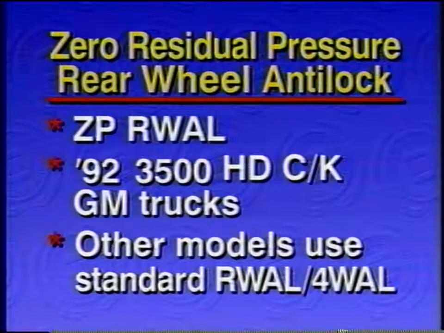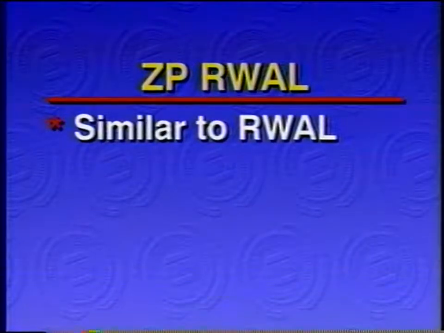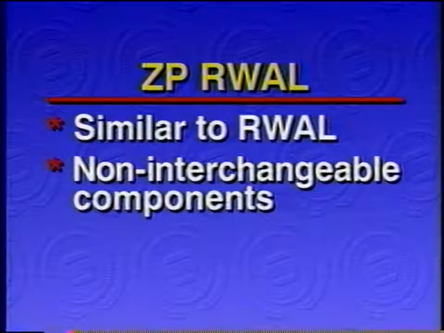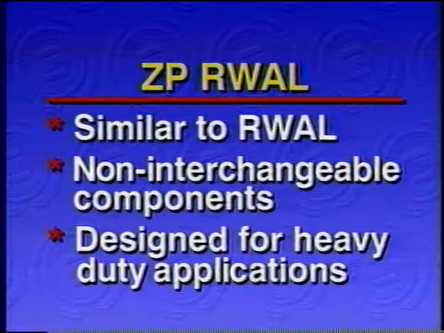Now, all other '92 C and K series truck applications still use either the R-Wall or the 4-Wall system. The new ZP R-Wall system works in essentially the same manner as the R-Wall system, but components are not interchangeable. The ZP R-Wall system is designed to handle the larger volume of fluid that's found in the rear disc brake calipers on the 3500 HD models.